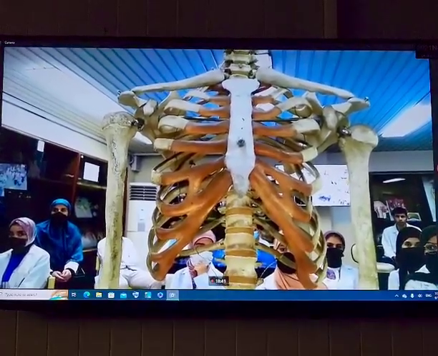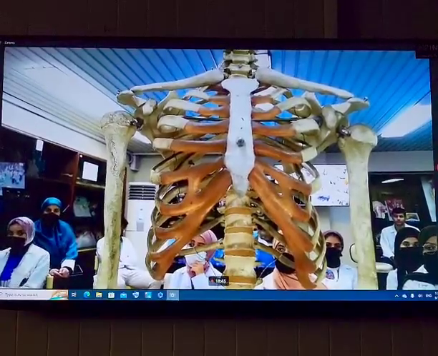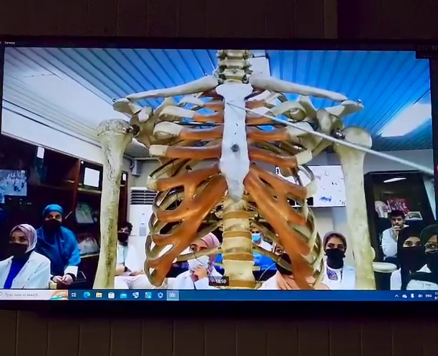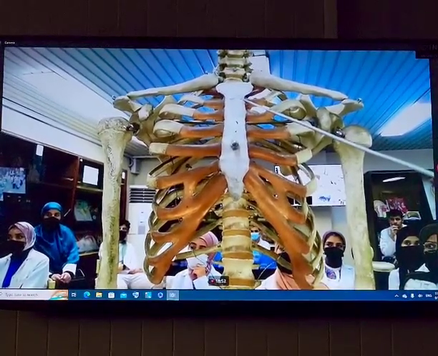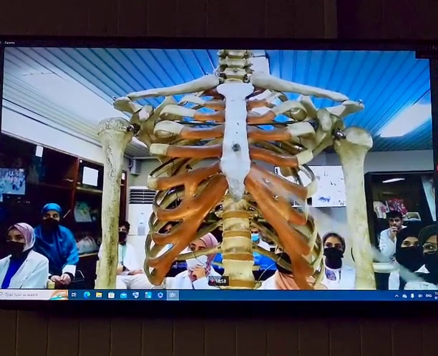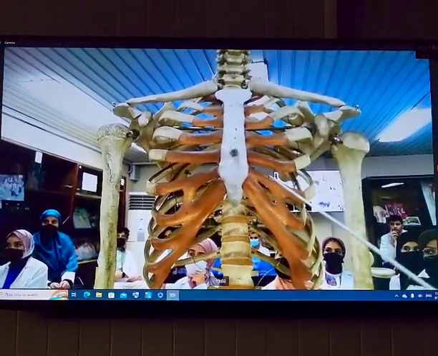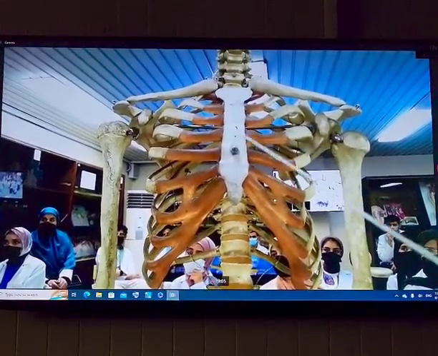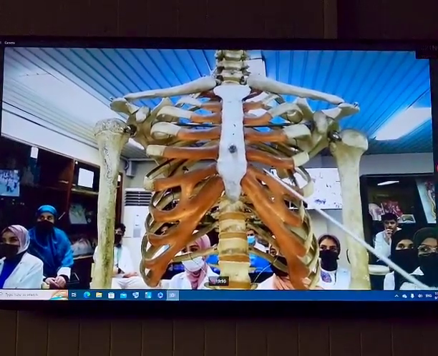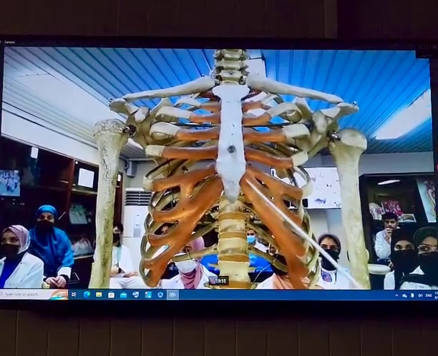So you can see that this is the thoracic cage articulated. This is the manubrium of the sternum. This is the manubriosternal angle or joint. This is the body of the sternum. This is the xiphoid process. You can see that the ribs end anteriorly with costal cartilages that articulate with the sternum, including the ribs from number 1 to 7. And these ribs are called true ribs or vertebrosternal ribs.